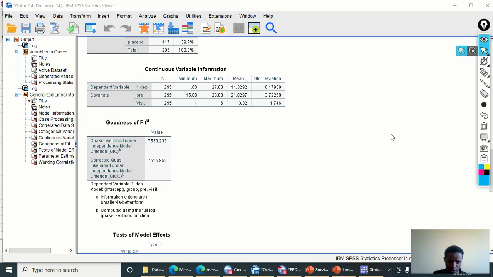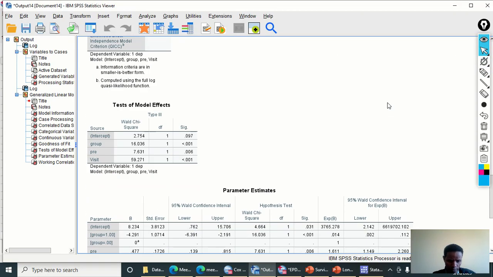For the goodness of fit, if we are going to rely on the QIC value to choose the working correlation structure, here it is, the QIC value. So when you are trying the working correlation structures one by one and have a look at the difference between this QIC value, the working correlation structure with the lowest QIC value will be the better one. That is a suggestion of some textbooks or authors. And in this example, we are not going to rely on that.